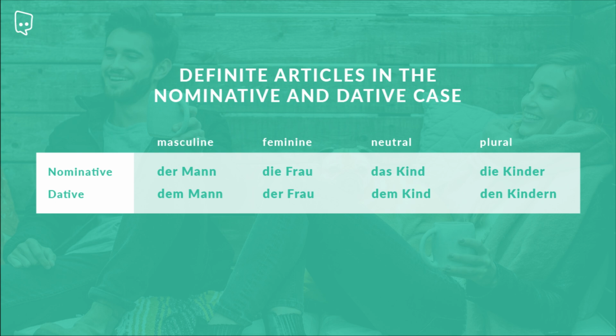Now let's take a look at the next row at the dative case. Dem Mann. So here the article is different. Der Mann changes to dem Mann. Die Frau changes to der Frau. Das Kind changes to dem Kind. And die Kinder changes to den Kindern. You have to add an N here in the plural. So der Mann dem Mann, die Frau der Frau, das Kind dem Kind, die Kinder den Kindern. Make sure to memorize all of those articles.